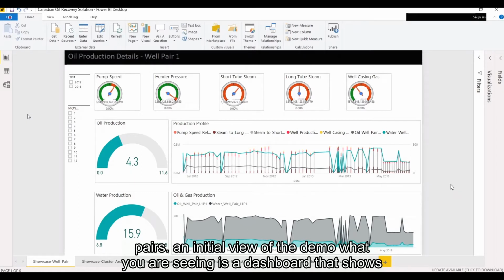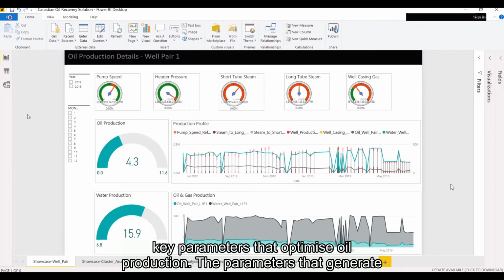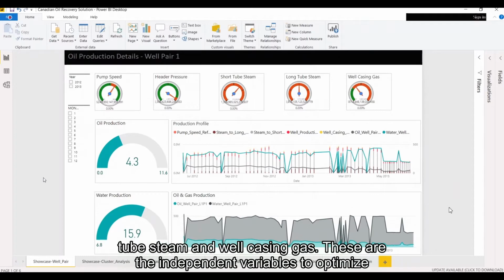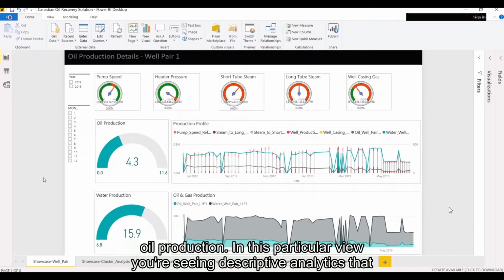In the initial view of the demo, what you are seeing is a dashboard that shows key parameters that optimize oil production. The parameters that generate optimal oil production are pump speed, header pressure, short tube steam, long tube steam, and well casing gas. These are the independent variables to optimize oil production.